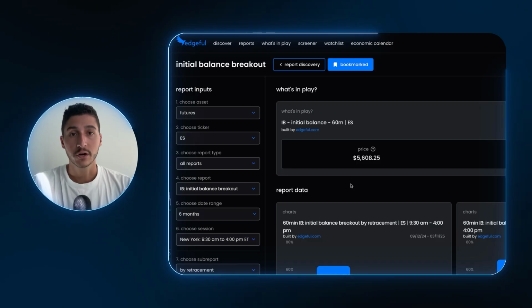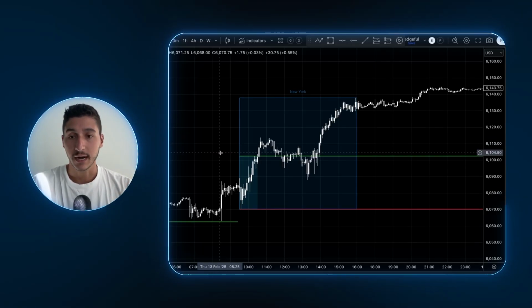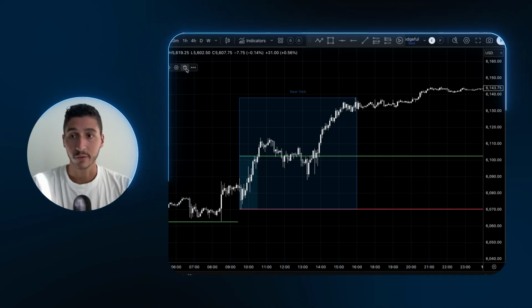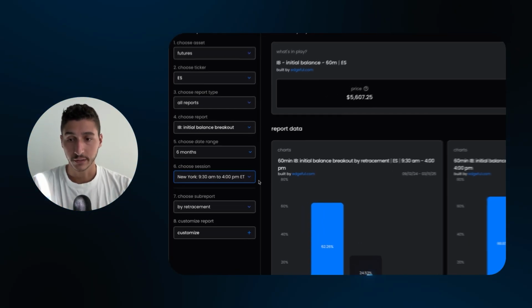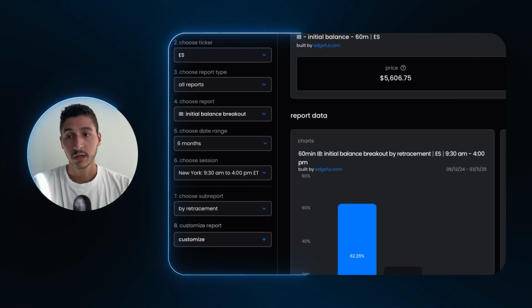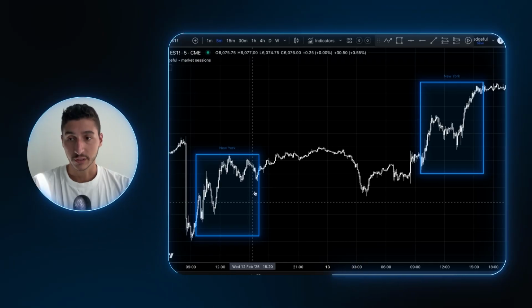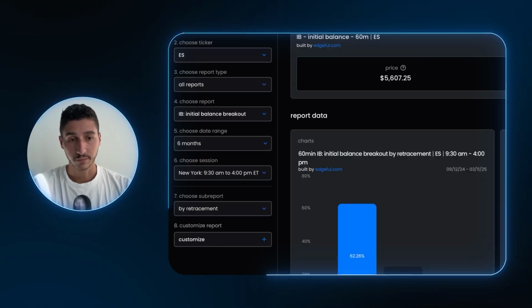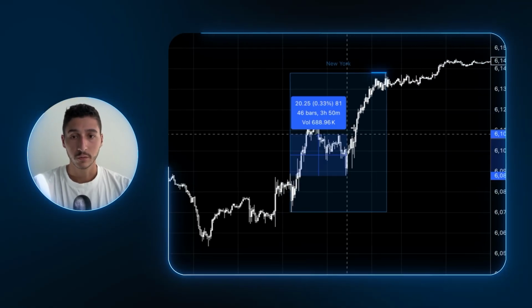So let's start out and explain what is the initial bounce. The initial bounce is the high and the low of the first hour of the session. By session, I'm referring to the New York session right here. And just so you know, on Edgeful, whenever you have a session selected, you can see these blue boxes here are the New York session. You can see 9:30 to 4 p.m. Eastern Time. These boxes go from 9:30 to 4 p.m.